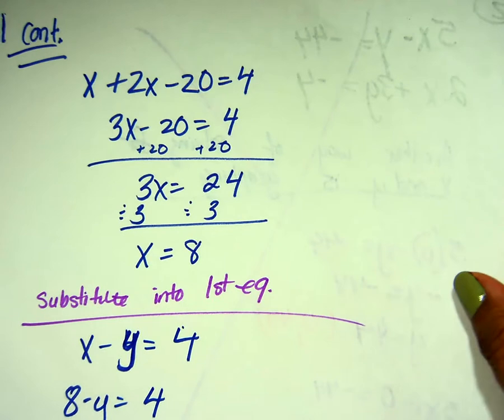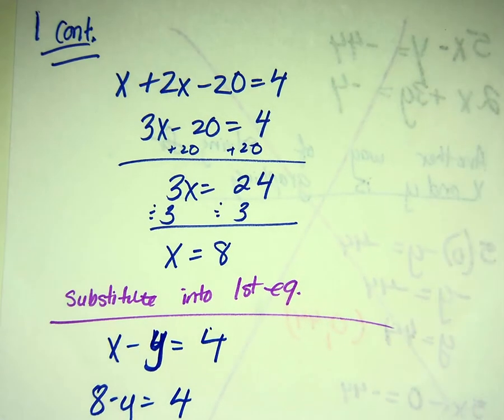Moving on, we're going to combine our like terms. So right here we have 1x plus 2x, which gives you a 3x. This is like an invisible 1 right here. So now we have 3x minus 20 equals 4.